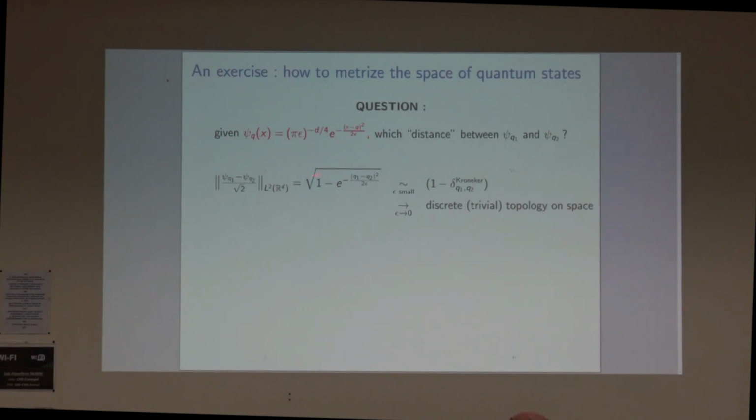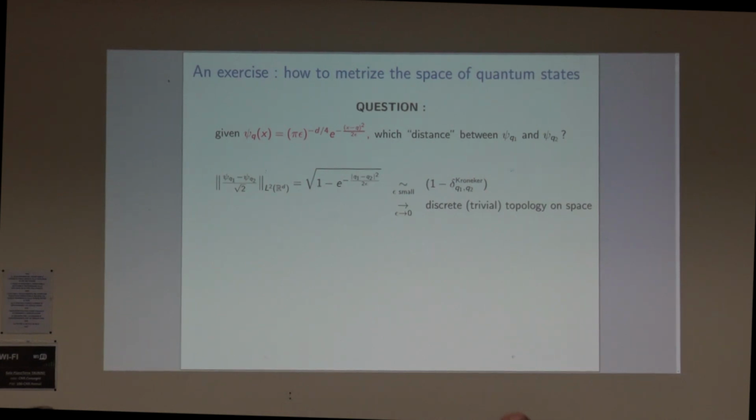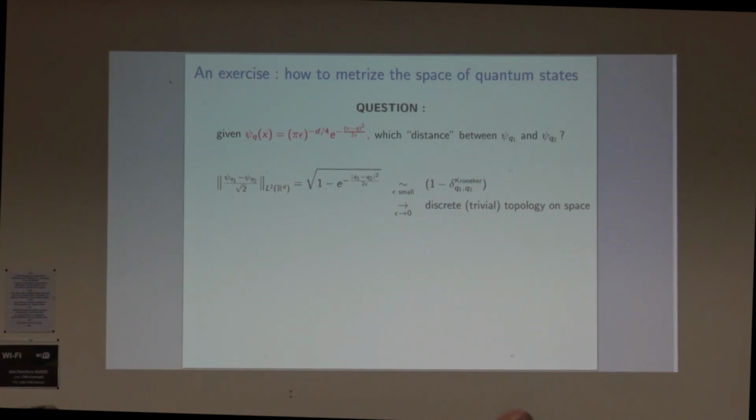and as soon as you have this kind of object, which is very familiar in quantum mechanics and very useful, you ask the question: which distance between this one pinned near point Q1 and this one pinned near point Q2? So the first reflex when you have the culture of quantum mechanics is to compute the L2 norm of the difference. After all, they are both in the L2 space. So what is the L2 norm of the difference?